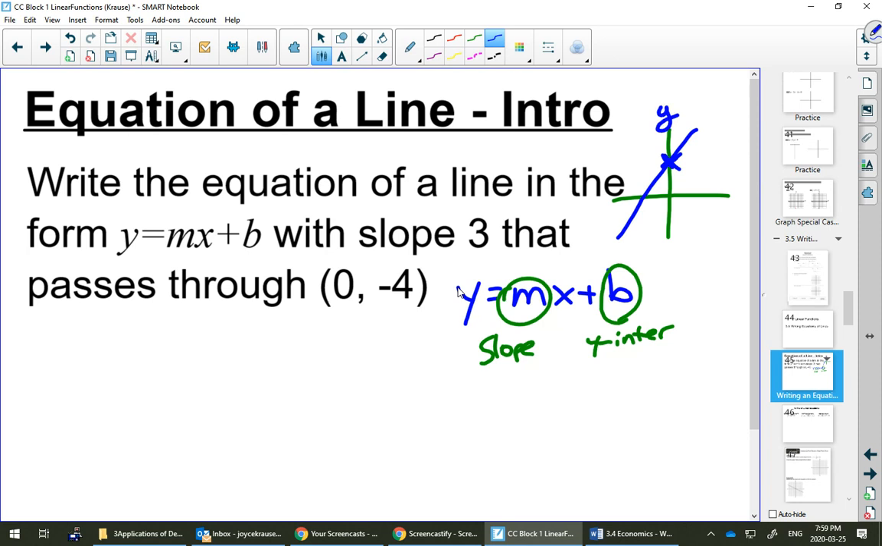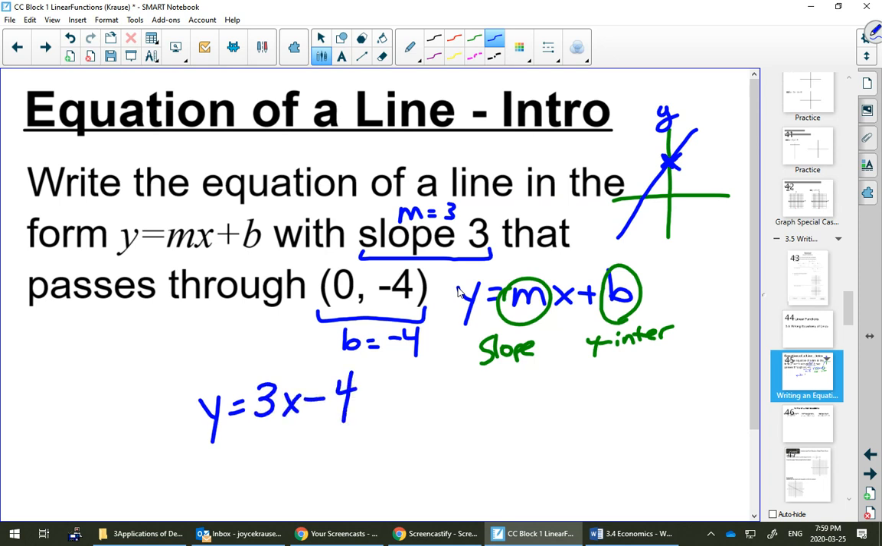All right? So if we're given a question like this, it says, write the equation of a line in the form y equals mx plus b with the slope 3 that passes through (0, -4). Well, slope is our m, and (0, -4) is our y-intercept, and it tells us that b is -4. So our equation is going to be y equals 3x minus 4.